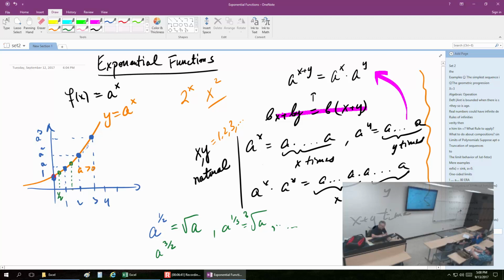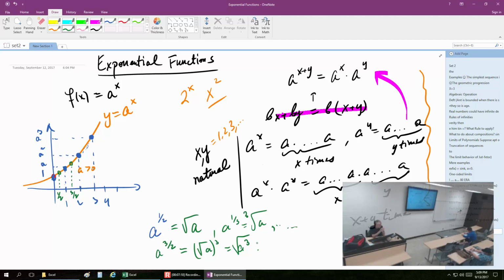What's the meaning of a to the 3/2? Is it the square root of a, times to the third power? Yes. To the third power, or which is the same thing, a cubed square root, it doesn't matter. Okay, so same thing. So we know powers of integers, we know roots.